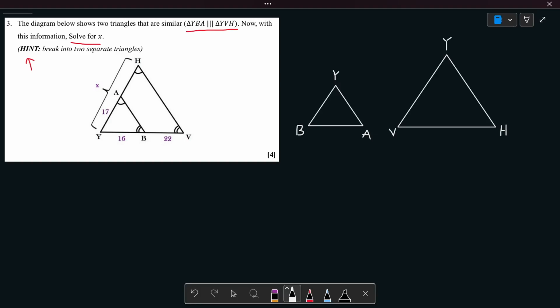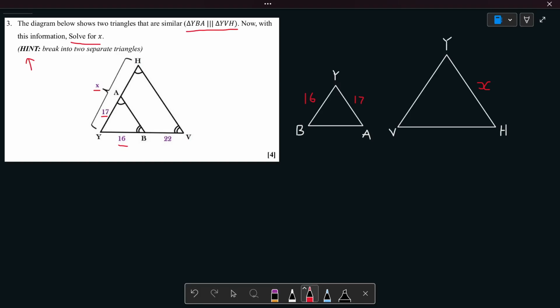We can see over here that they give us lengths. The lengths that they give us is YB is equal to 16. So let's write that down. We have it equal to 16 over here, YB. And then we have YA is equal to 17. What other information do they give us? For the next triangle, they say that YH is going to be equal to X. So we have YH right over here. And then our last one, which is YV.